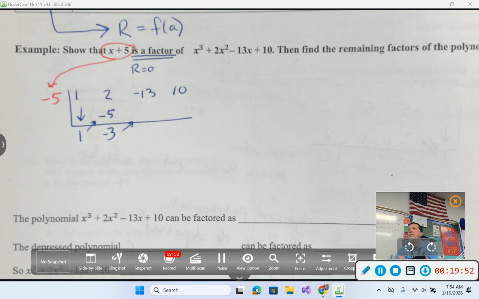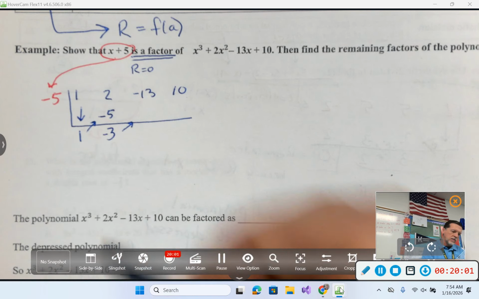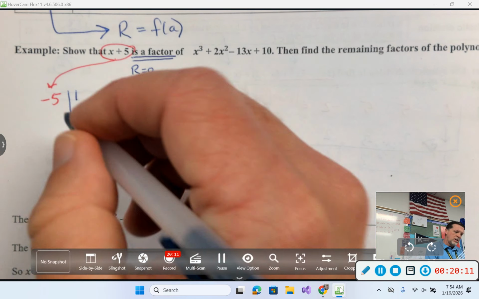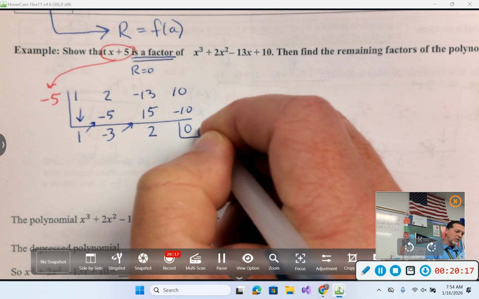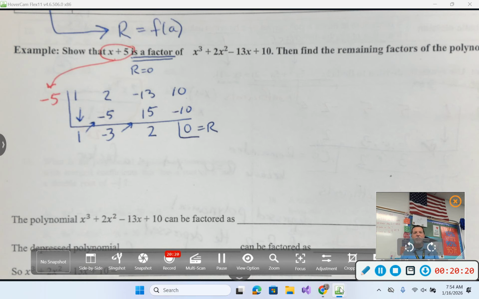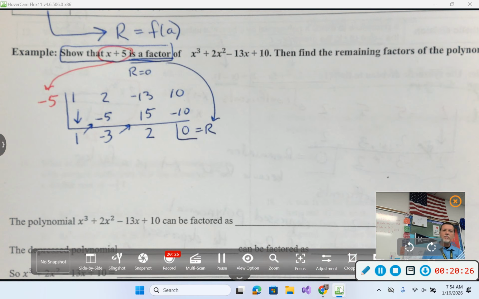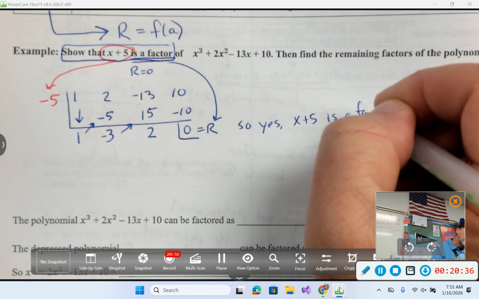Wait, I have a quick question. Yes, sir? For the next one, you just multiply it by negative 5? Well, you're going to do negative 5 times negative 3. So that gets you 15. And then add 2. Multiply, we get negative 10. Add, we get 0. Which we were expecting because when they said show that x plus 5 is a factor, how we'd show that is by finding that r equals 0. So yes, x plus 5 is a factor.